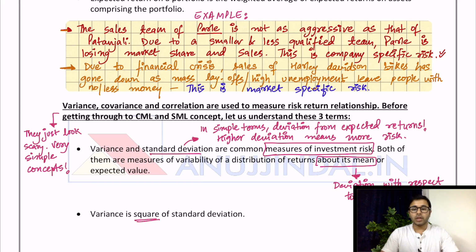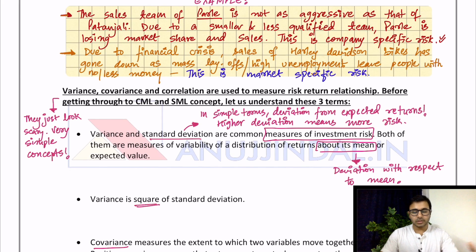Now, in order to diversify away from Parle, in order to ensure that our investment in Parle does not give us negative or bad returns, we probably can invest in a competitor like Patanjali. So what we are doing is diversifying away the company specific risk of a bad sales team in Parle by investing in a competitor which is doing better on the same count. So this is a company specific risk which has been diversified away.